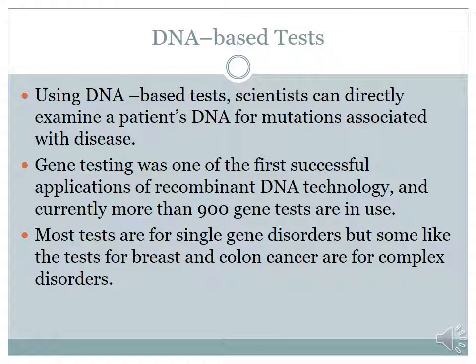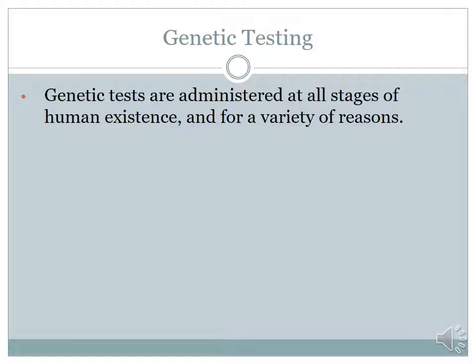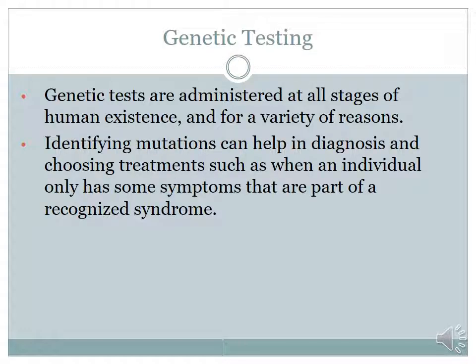Using DNA-based tests, scientists can directly examine a patient's DNA for mutations associated with disease. Gene testing was one of the first successful applications of recombinant DNA technology, and currently more than 900 gene tests are in use. Most tests are for single gene disorders, but some, like the tests for breast and colon cancer, are for complex disorders. Genetic tests are administered at all stages of human existence and for a variety of reasons.